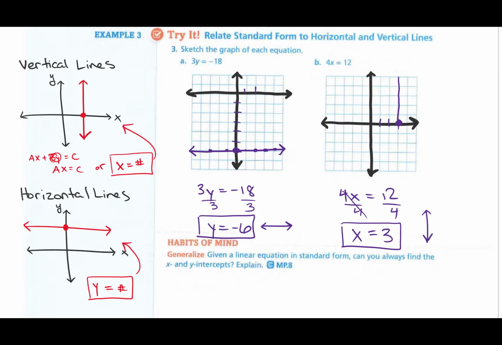And then my line is going to be, well, do the best you can. Come on, Miss Maria, you can do better than that. Whoa, that was actually pretty good. So we've got this vertical line going through your x value of 3.